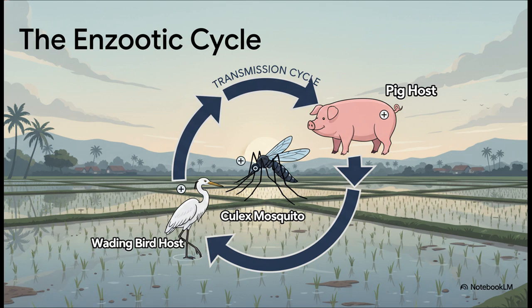It's maintained in what we call a zoonotic cycle. Basically, it's a loop between mosquitoes, mostly the Culex species, and vertebrate hosts, specifically pigs and wild water birds. This ecological connection is exactly why JE is so tied to rural areas with rice cultivation. Those flooded paddies are the perfect breeding ground for the mosquito vectors.